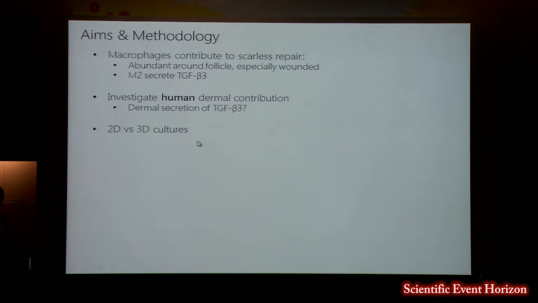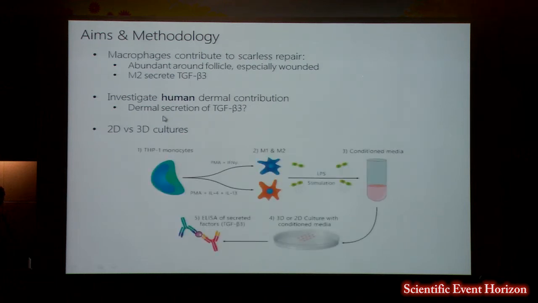And then a lot of my other work involves looking at hair follicle induction, in which we use 3D cultures, which we believe are more similar to in vivo settings. So we also just wanted to compare and see if we saw a different response between 2D and 3D cultures. So very briefly, we did that by differentiating THP-1, the monocyte cell line, into M1 and M2 macrophages.